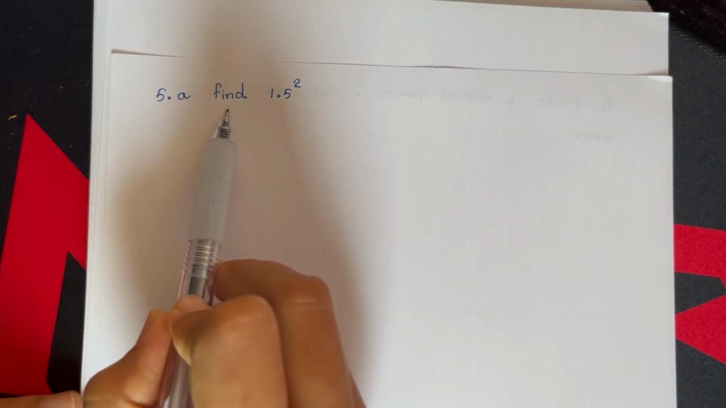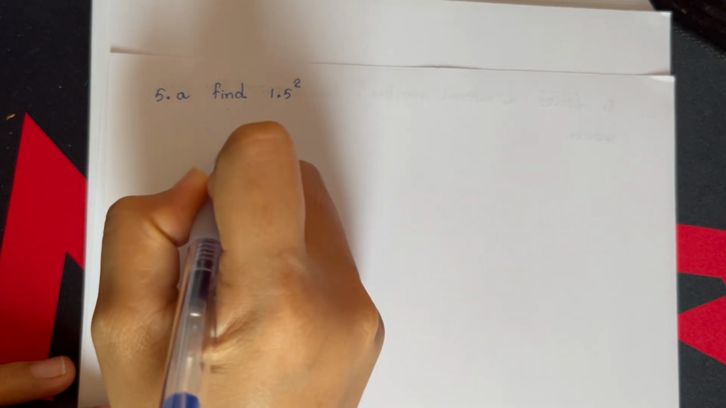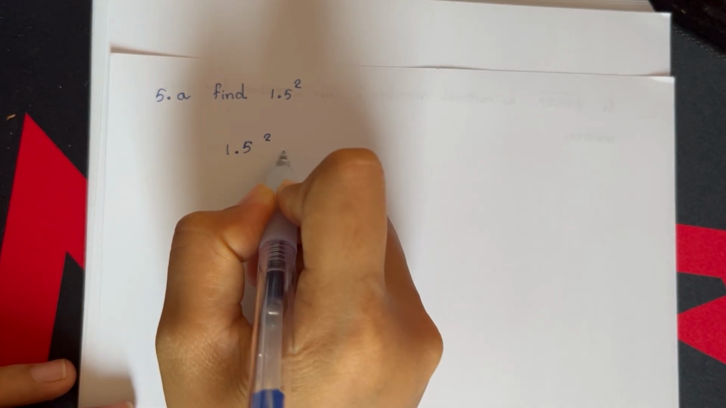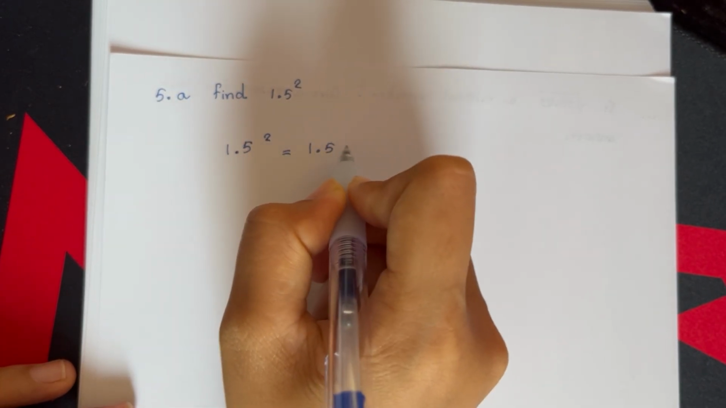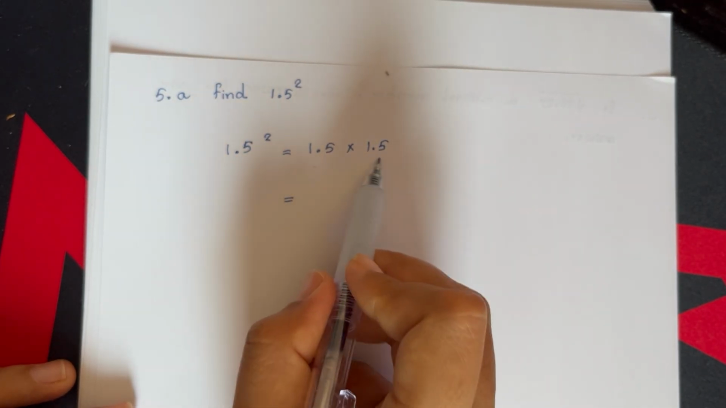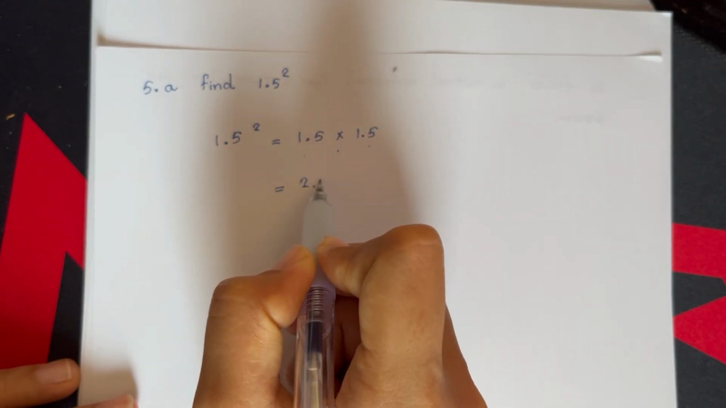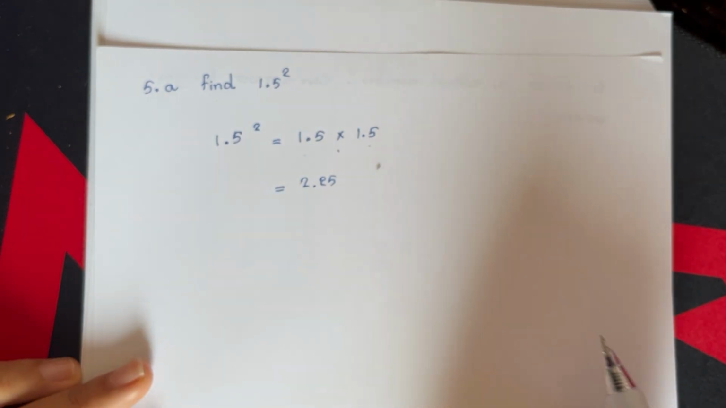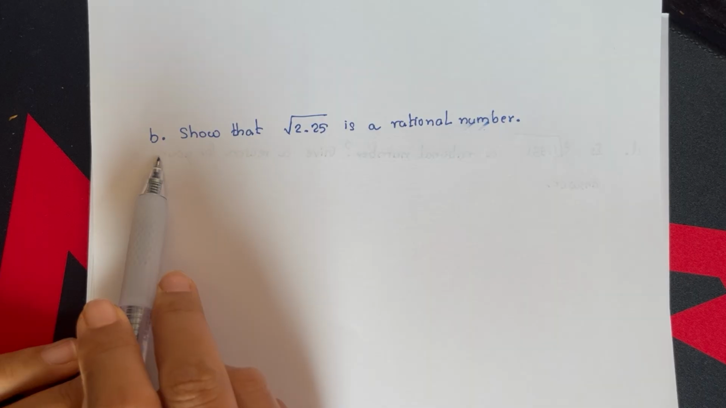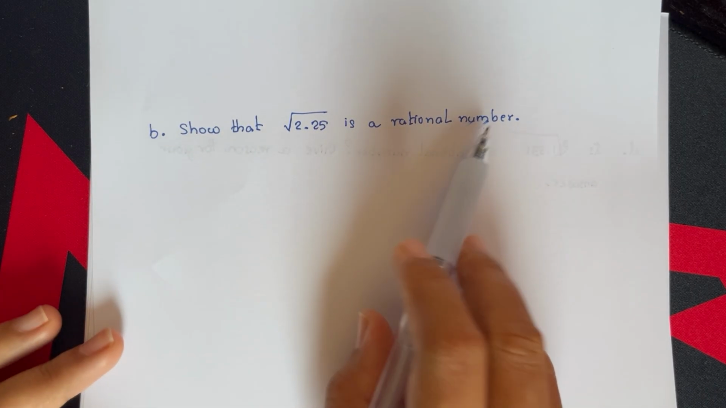5a, find 1.5 square. So let's find 1.5 square equal to 1.5 times 1.5. So if we multiply 1.5 by 1.5, we get 2.25. So the answer is 2.25. B. Show that root 2.25 is a rational number.